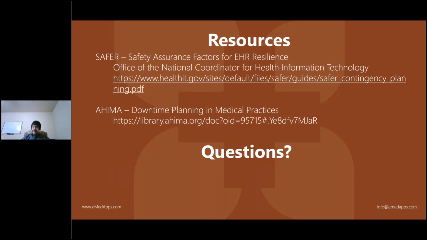SAFER is a safety insurance set up by the Office of the National Coordinator, dealing with multiple different issues that an organization might face. One of those issues is contingency planning, which downtime falls under. So this document talks you through doing a more formal contingency plan and checklists that you might want to generate as part of that contingency planning, to be able to plan accordingly for these downtimes.